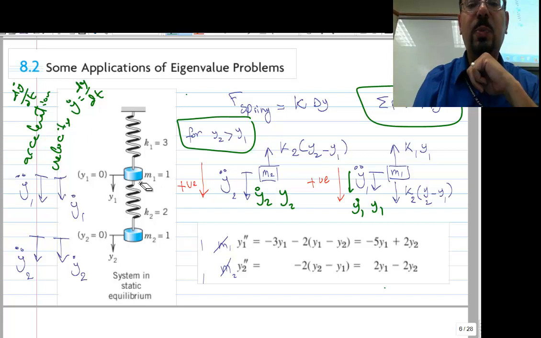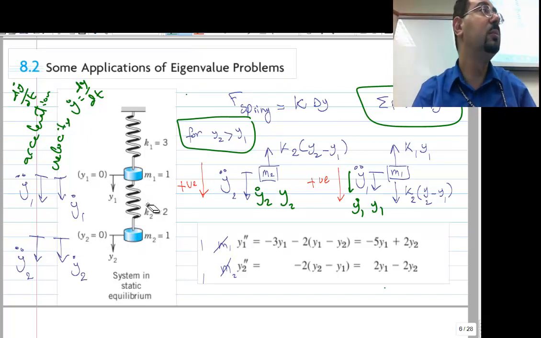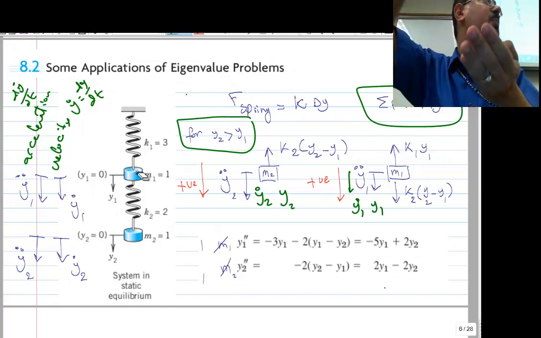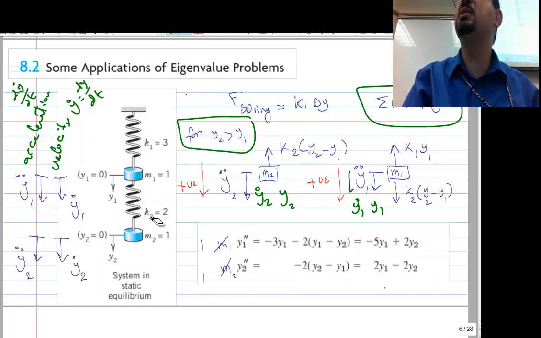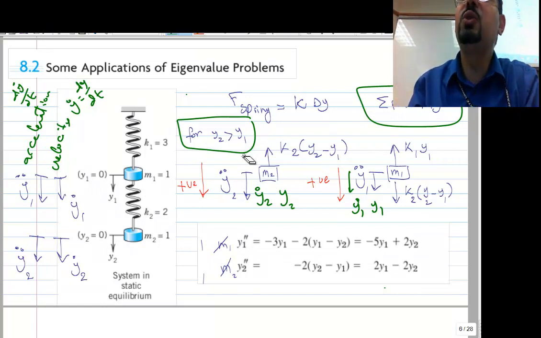So let's assume y2 is bigger than y1. So basically that creates tension in this spring, right? Because if y2 was smaller than y1, that means that the first spring, the top spring, is under tension, but the second one is under compression, right? So assuming y2 is bigger than y1, well, this guy will be under tension.